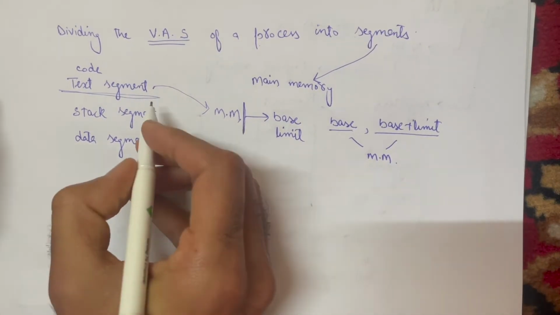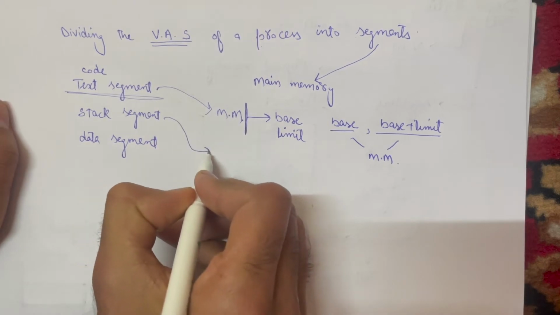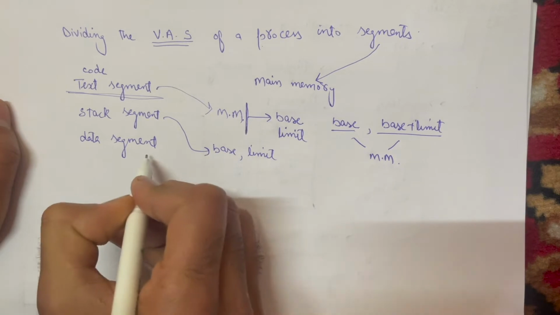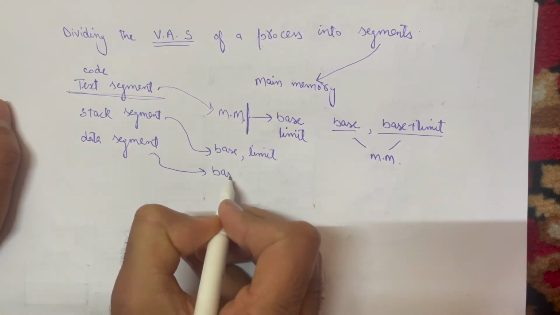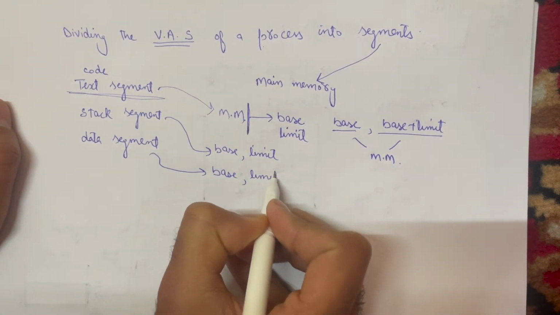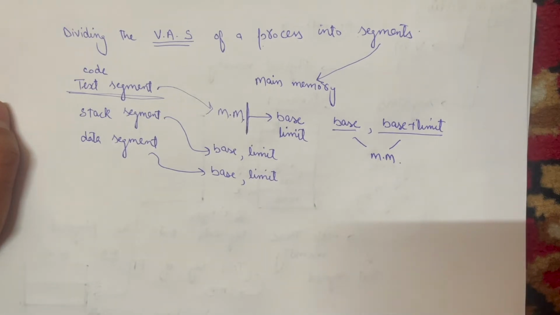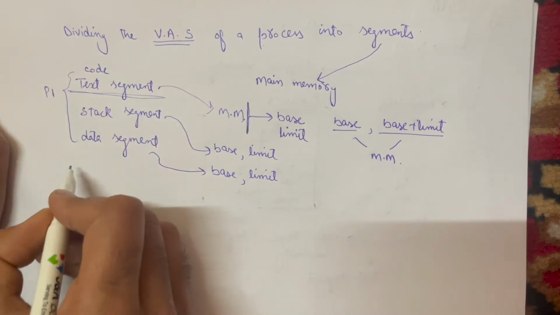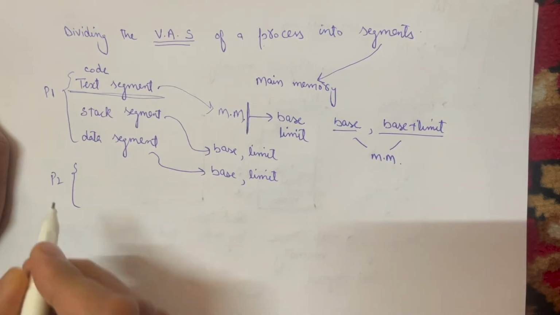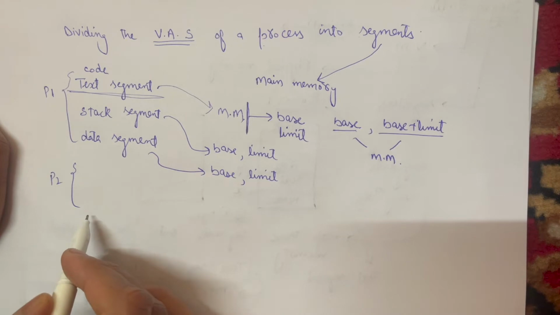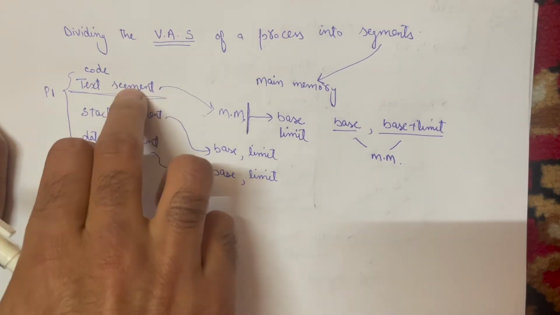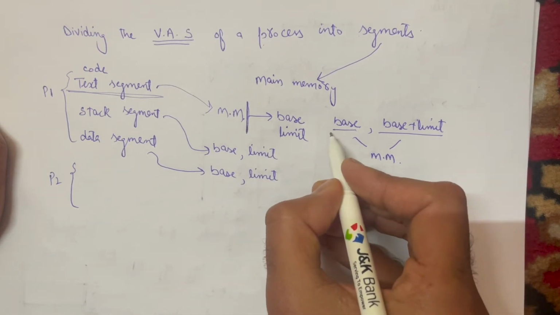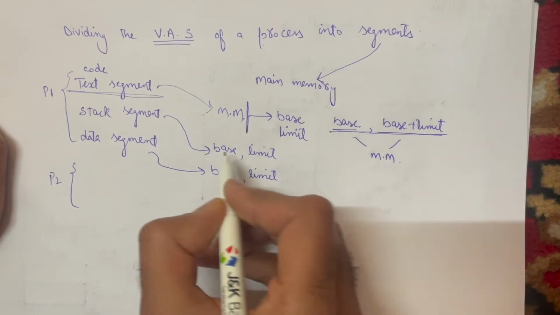Now likewise, stack segment will also have its base and limit. Data segment will also be having its base and limit. Okay, so this is for process P1, let's say. Likewise, process P2 will also have text segment, stack segment, data segment, and other segments. For the segments that are mapped into the main memory, we have to store their base and limit.